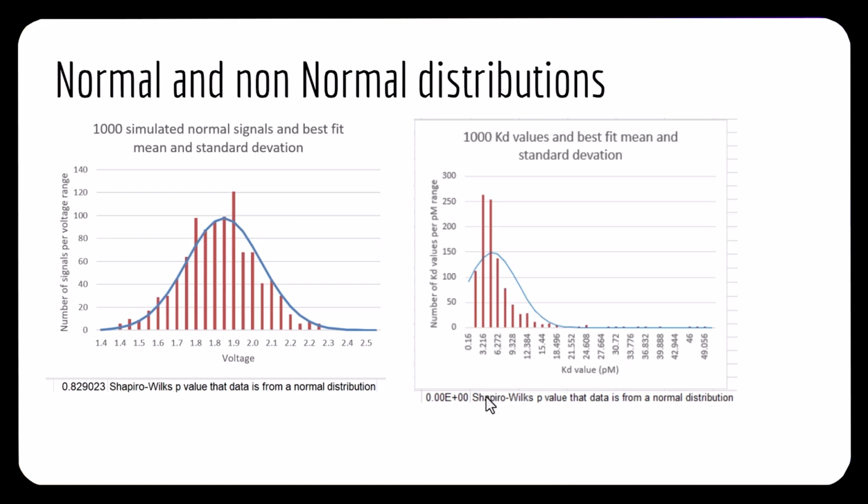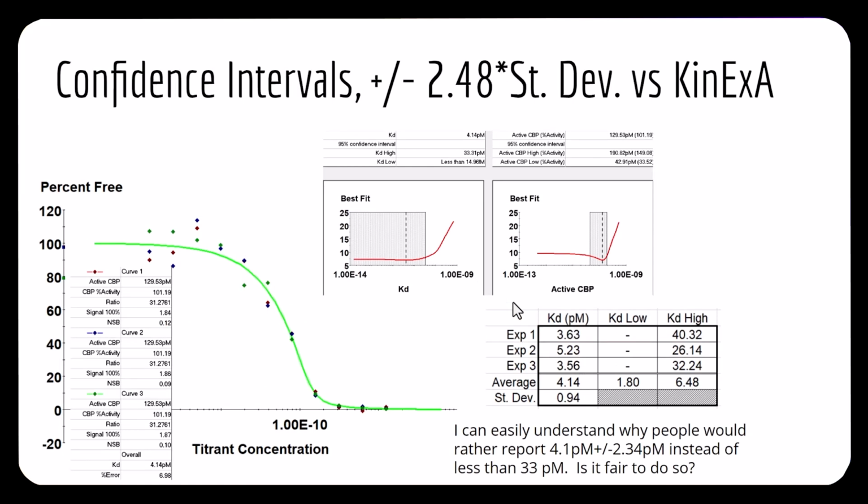The Shapiro-Wilks formalizes that by telling me there's a 0% chance. The probability is 0 that this came from a normally distributed KD. So the KDs are not normally distributed. That's telling us that we really shouldn't use the mean plus and minus 2.48 standard deviations. But we know that in many cases, you can get away with it. For one thing, there's the central limit theorem. When we take 3 points and we average them, those averages should eventually be normally distributed.